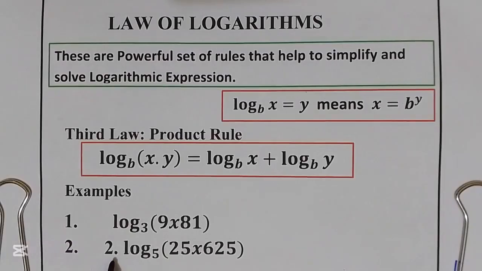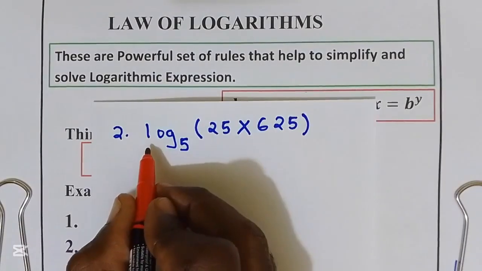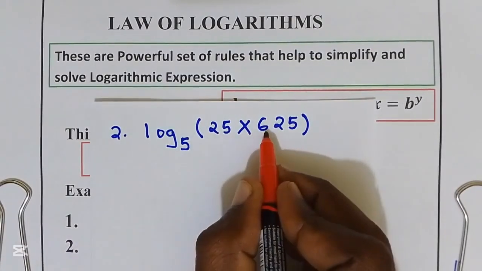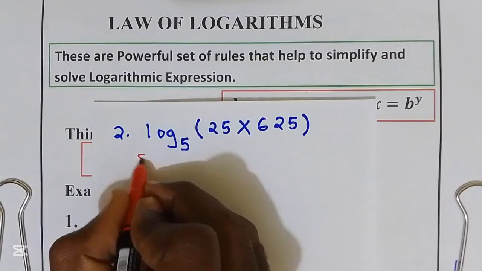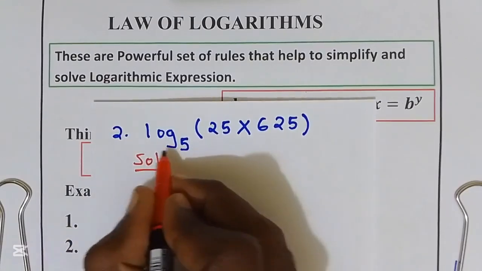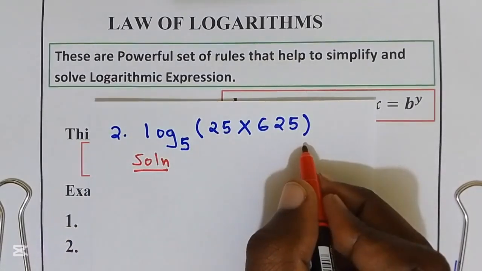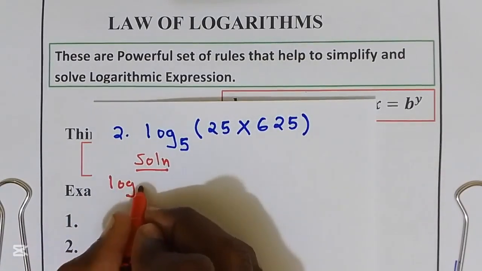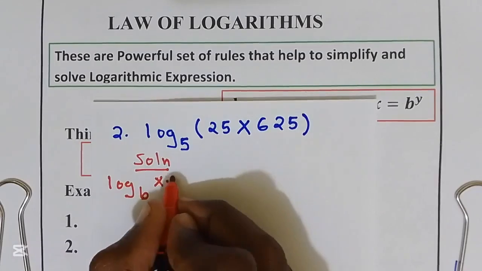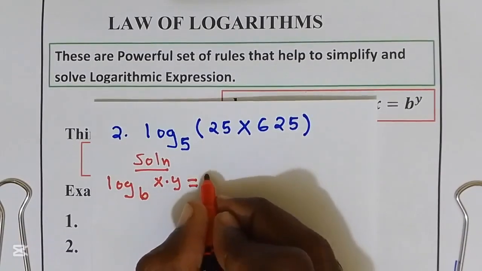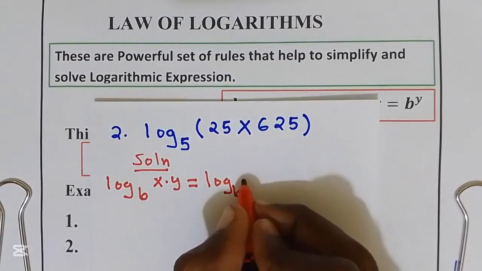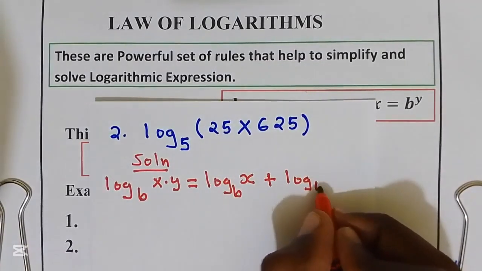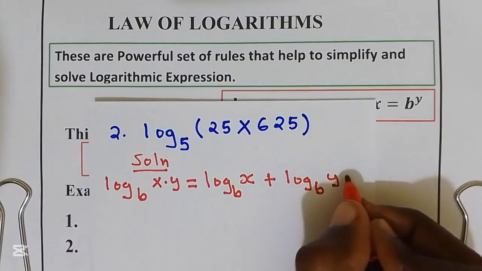Let us do question number 2. It says log base 5 of 25 multiplied by 625. Solution. We know this falls under the product rule, which states that log base b of x multiplied by y is equal to log base b of x plus log base b of y.